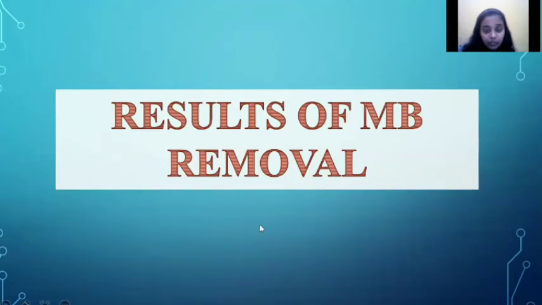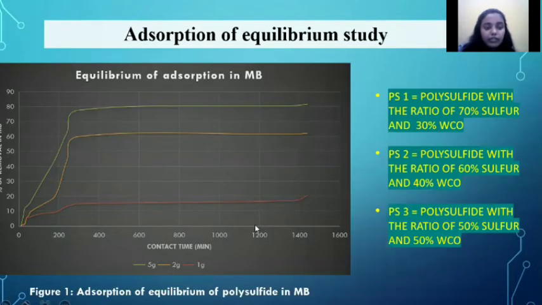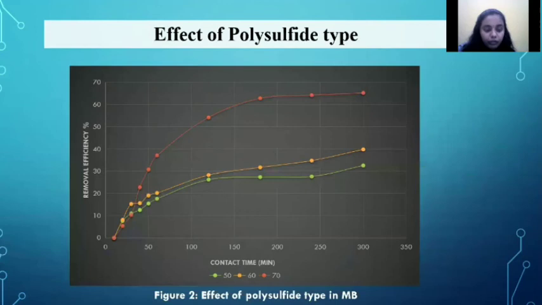So here we have the results of methylene blue removal. We have done the adsorption equilibrium study. This equilibrium study was done in order to find the efficient contact time that was needed for the adsorption process to be complete. From the adsorption equilibrium, we found out that the maximum contact time that we need was around 5 hours. So the adsorption process was done for 5 hours for all the 3 types of dosages, and also for all the 3 types of polysulfides.